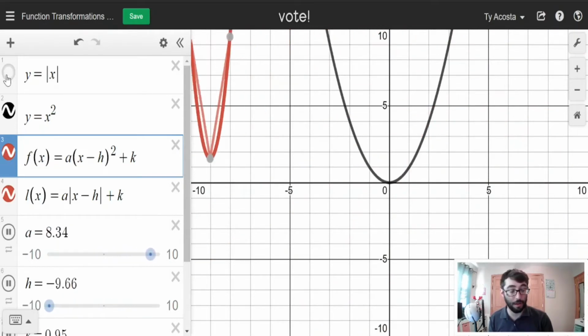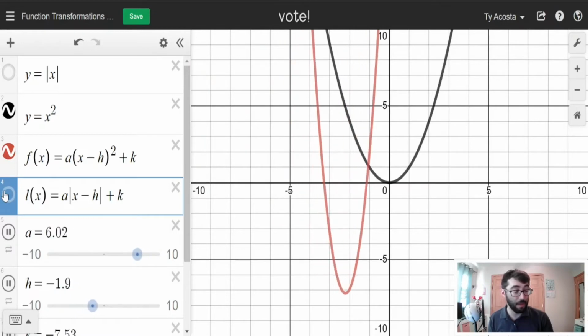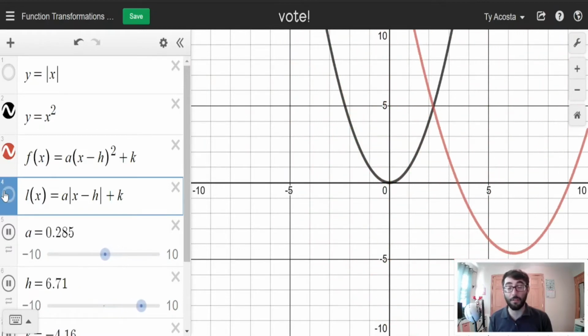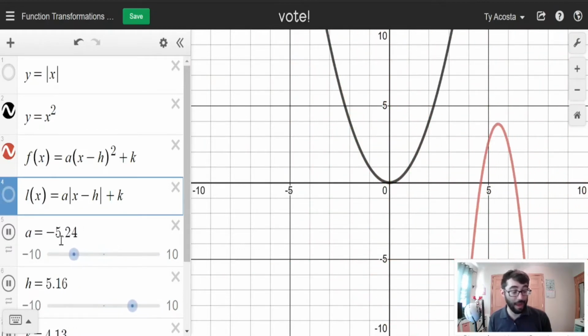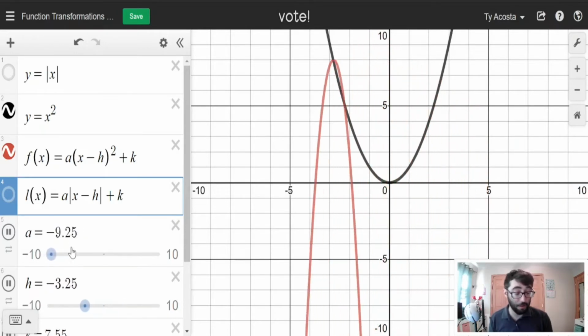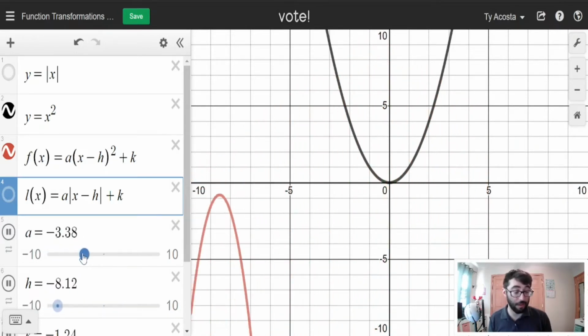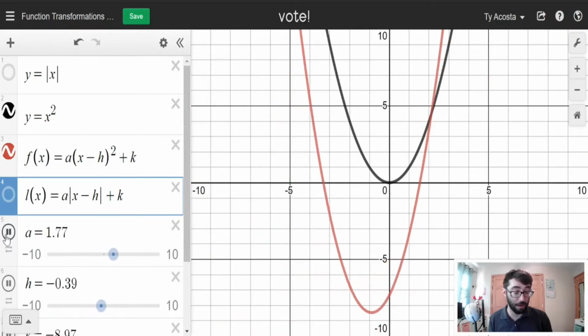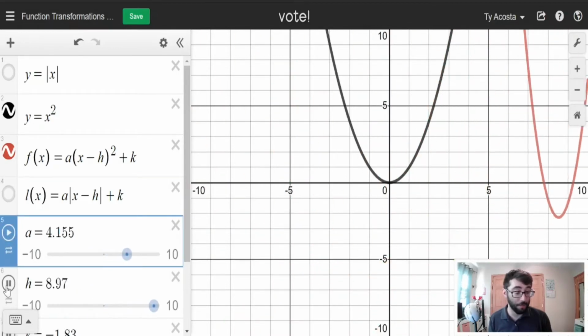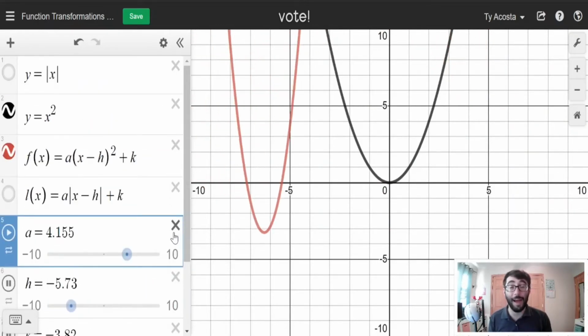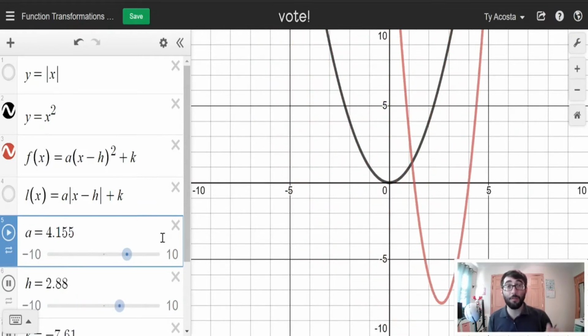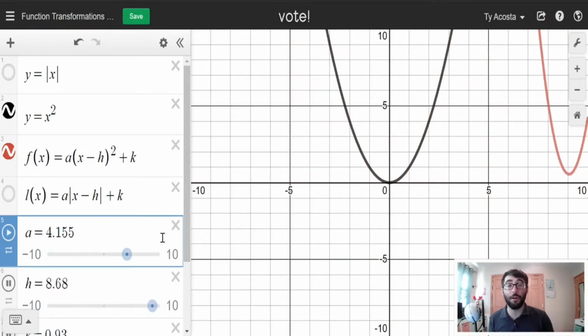So I'm going to go ahead and get rid of the absolute value for a second. And we can see that these are affecting this function the exact same way. a is vertically stretching and compressing the graph, as well as reflecting it over the x-axis when a is negative. So see, when a is positive, it is opening up. h, remember, is shifting the graph left and right, where k is shifting the graph up and down. Now, I'm going to kind of quickly rewrite what each of these values did to the function.